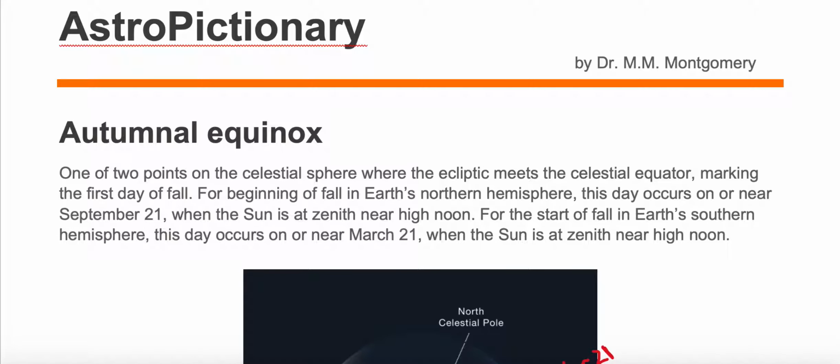Autumnal equinox is one of two points on the celestial sphere where the ecliptic meets the celestial equator, marking the first day of fall. For the beginning of fall in Earth's northern hemisphere, this day occurs on or near September 21st, when the sun is at zenith near high noon. For the start of fall in Earth's southern hemisphere, this day occurs on or near March 21st, when the sun is at zenith near high noon.